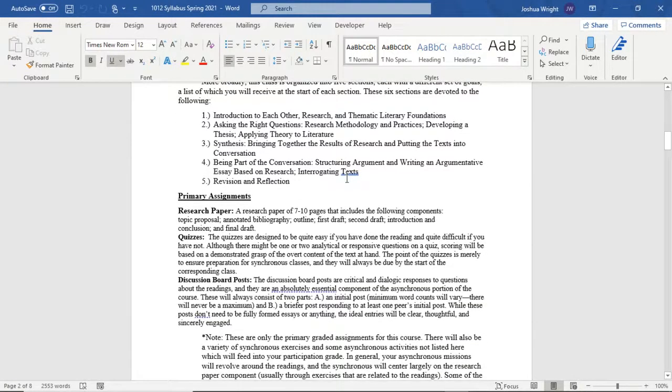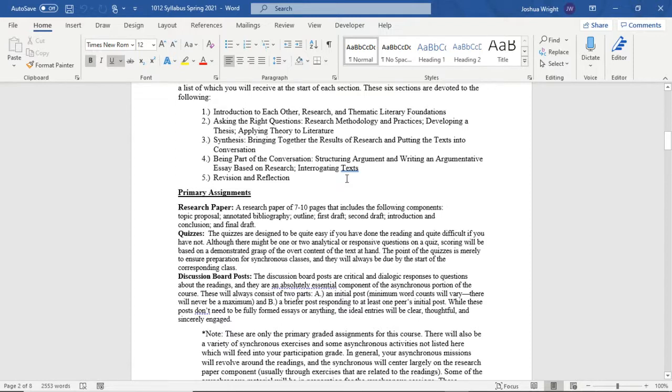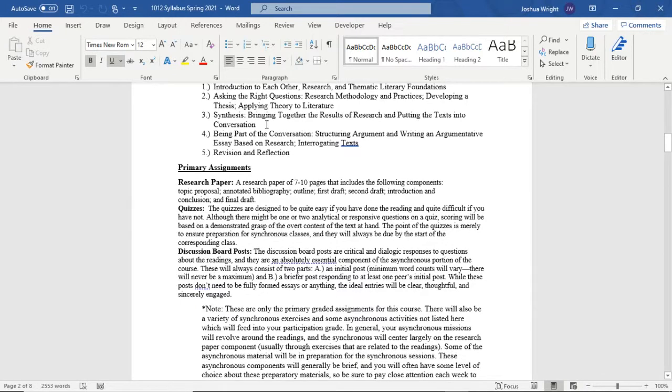The second section of the class is asking the right questions, where we start getting into more of the nitty-gritty of doing research, methodology and practices, developing a workable thesis that is the springboard for your research. And then we'll also be talking about applying theory to literature. So the conceptual theory that we are introducing with the essays by Freud, by Julia Kristeva, by Mikhail Bakhtin, and by Jeffrey Jerome Cohen, we'll be looking at how those theories introduced in those essays can then be applied to works of literature, like The Island of Dr. Moreau, Mrs. Caliban, Kafka's The Metamorphosis, and so on and so forth.